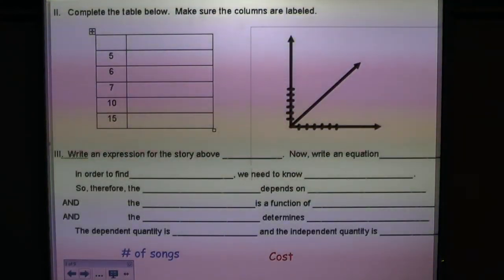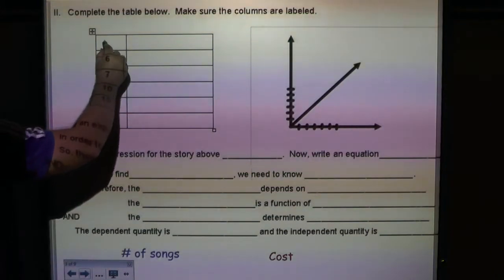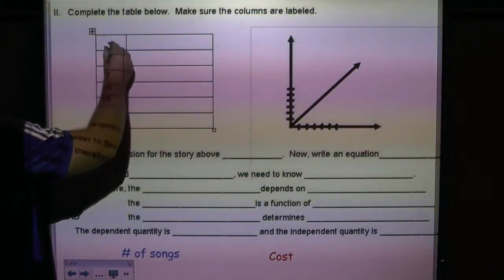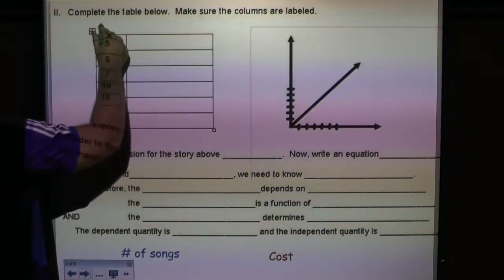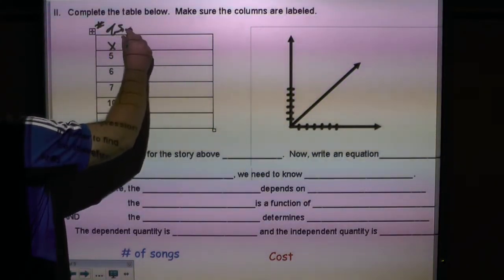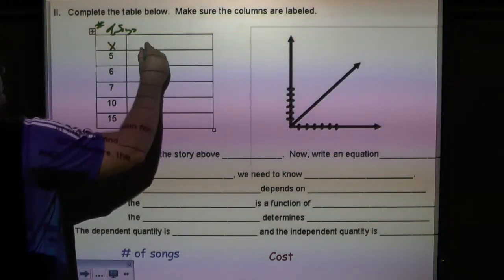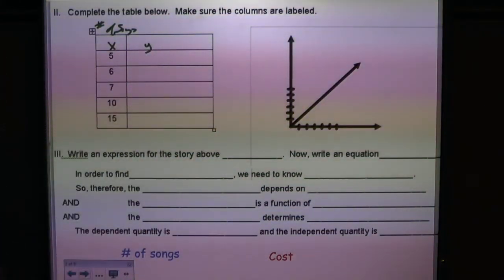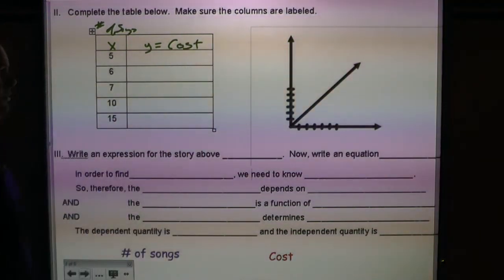Now look at this. We have to complete this table. When we look at a table, your x coordinate will always come over here on the left. In this case, it is number of songs. The y coordinate is always on the right of the table. In this case, it's your cost.